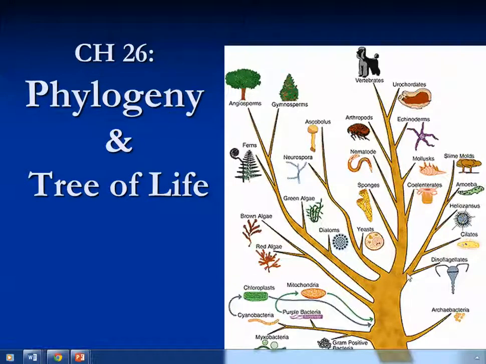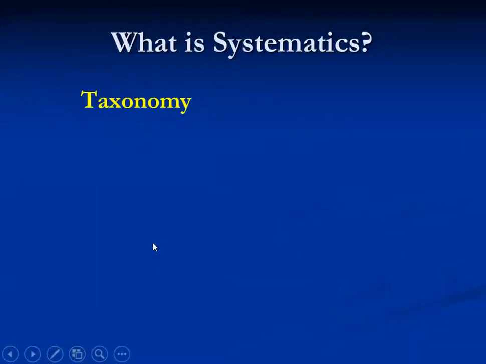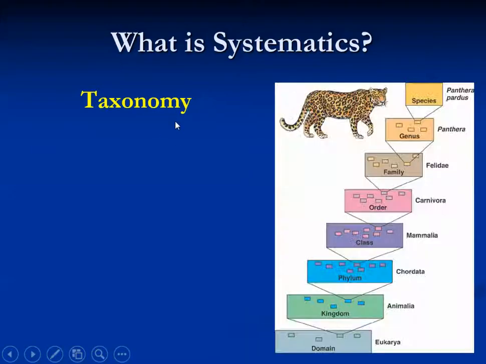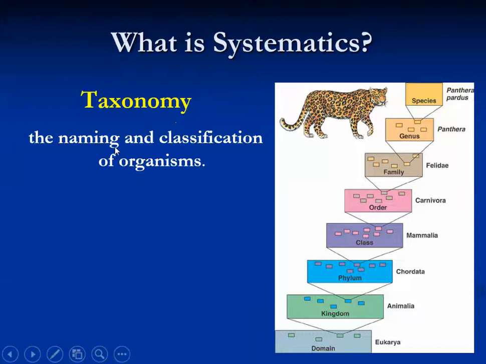So we've been talking about evolution. Now we're going to get close up and personal with the tree of life. All right, so this chapter has to do with systematics. So what is systematics? Well, first we need to know what taxonomy is. Taxonomy is the naming and classification of organisms.